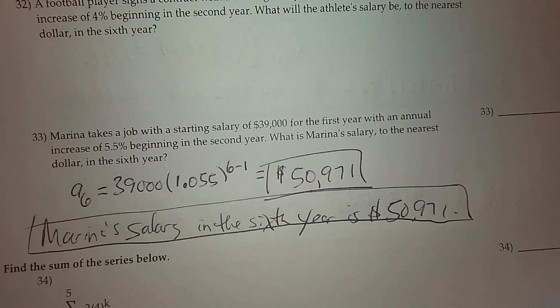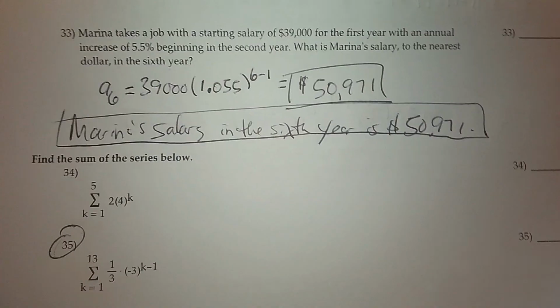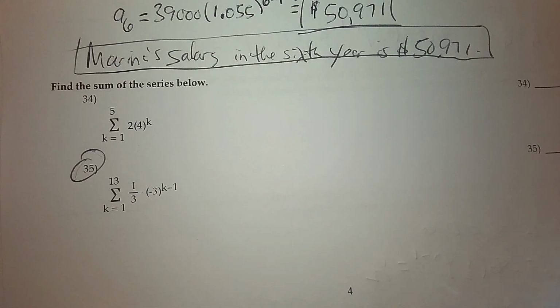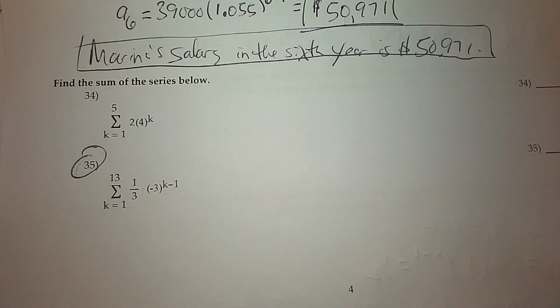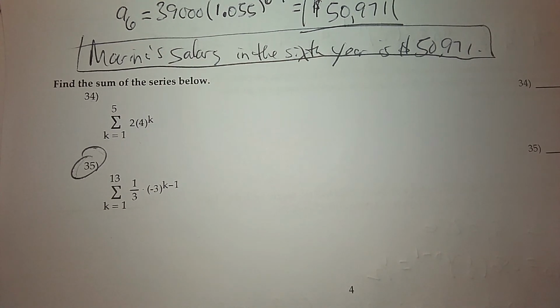All right, 35. Can you find the sum with sigma? So number 35. Do you know how to type it in your calculator, right? It's a little bit challenging with parentheses to be able to type in the formula in your calculator.